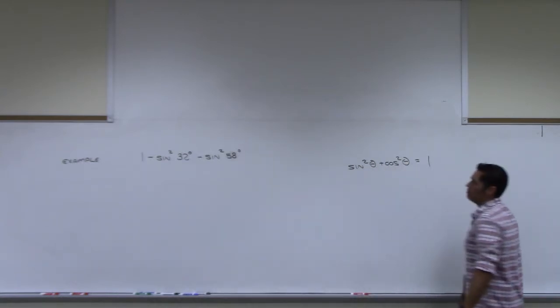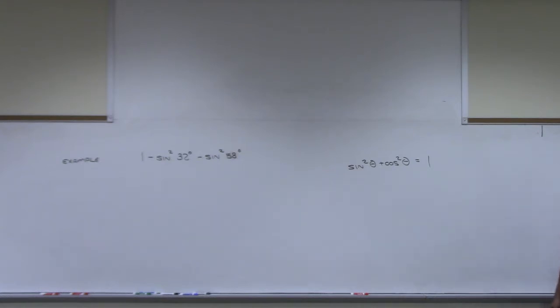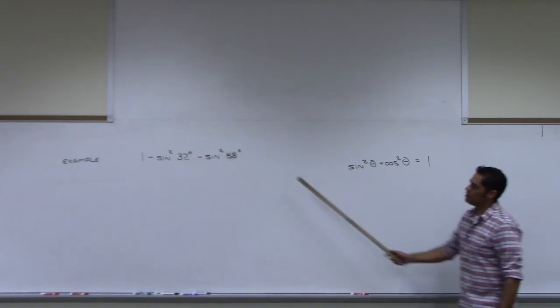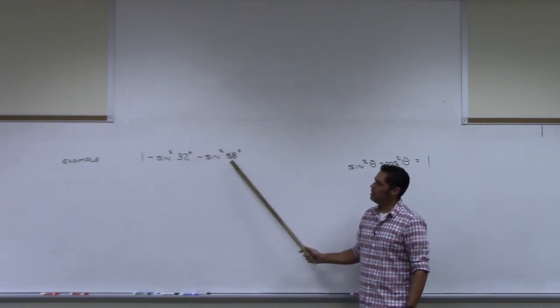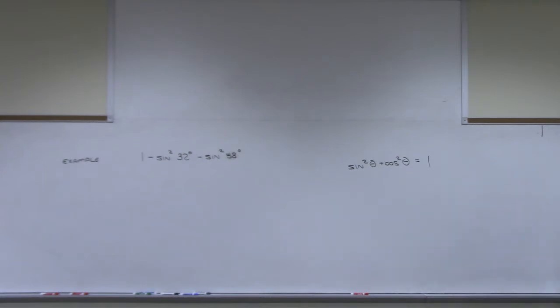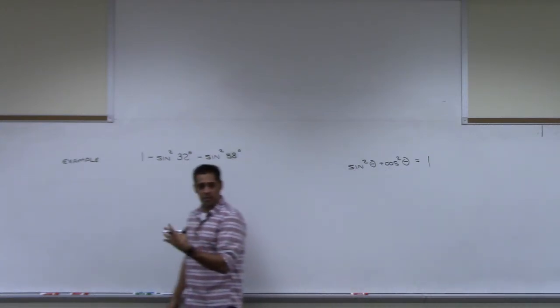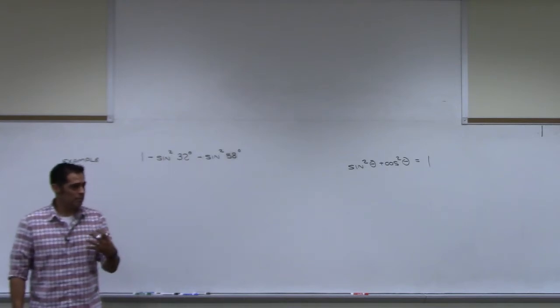Change that to 58. These two together add up to be 90, right? Okay, we'll use that in a second. But let's go back to this identity for a second. When you have an identity, when you have an equation, you can always move things around, can't you? You can always move things around.